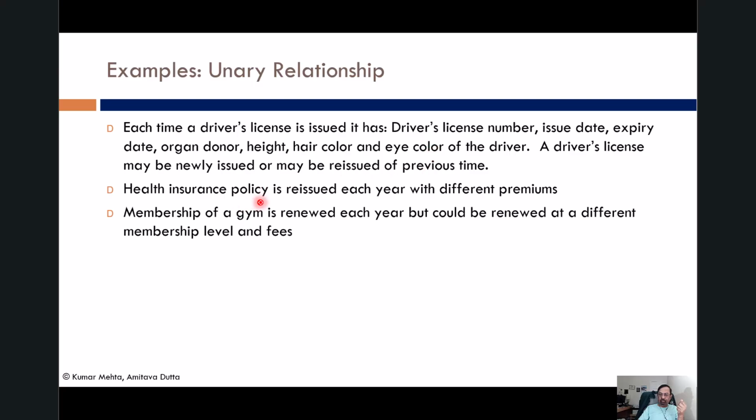Same thing with the health insurance policy. If it's reissued every year, you could have the policy card being related to itself. So it's a unary relationship. You would have an entity called, let's say, health insurance policy card, and it would be related to itself through renewals. So there are different business situations.